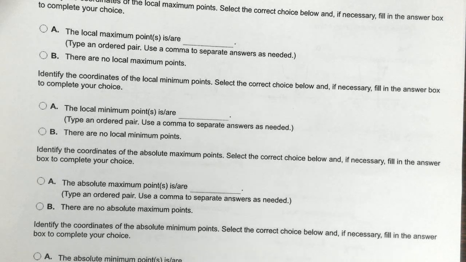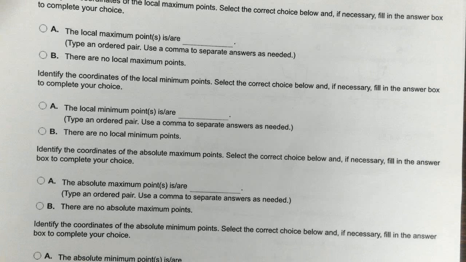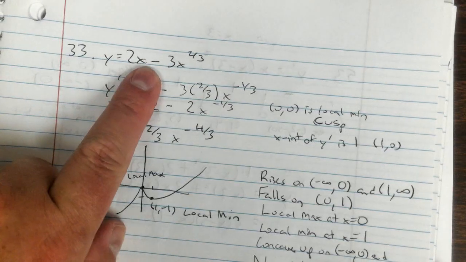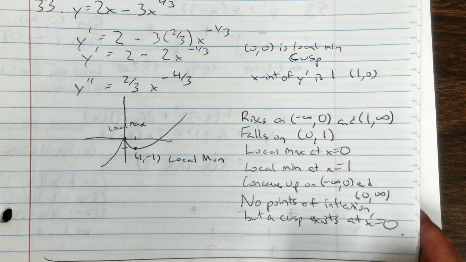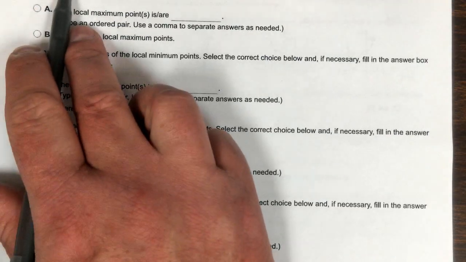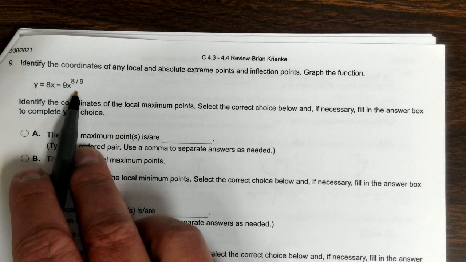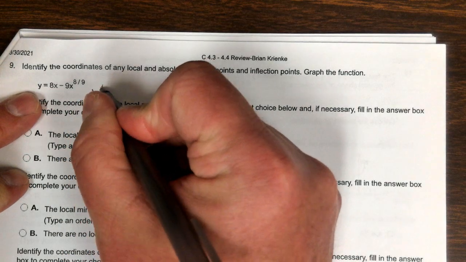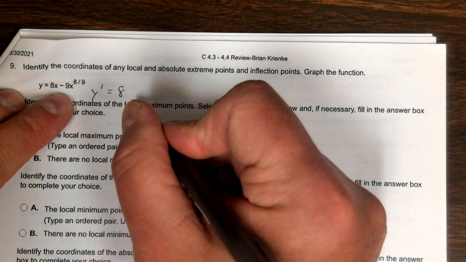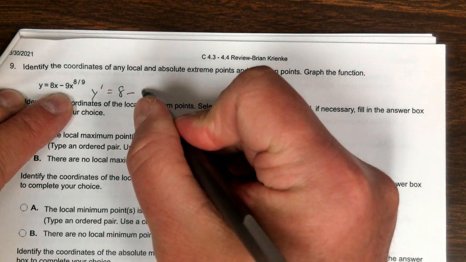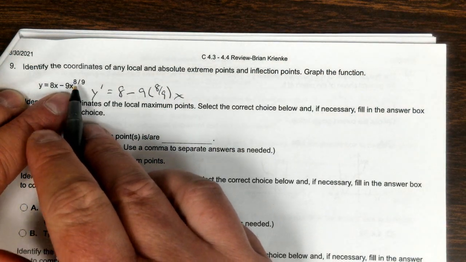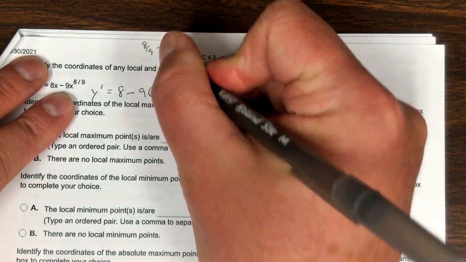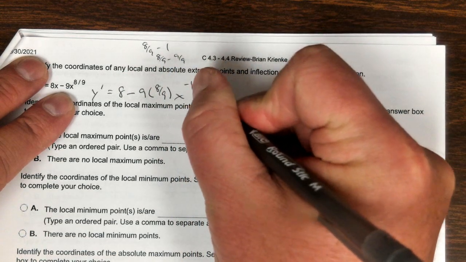And then on our next one, this is like number 33. I'm reading this one, 2x minus 3x to the 2/3 on this one, which had a cusp, which meant no inflection points. On this one, we've got 8x minus 9x to the 8/9. So the first step is to do your derivative, which would be 8 minus, okay, you take your 9 times 8/9 x and then lower the exponent by a whole number. So 8/9 minus 1 is the same as 8/9 minus 9/9, which is negative 1/9.